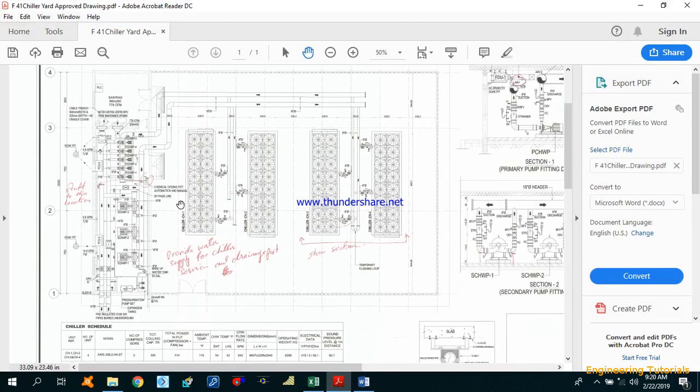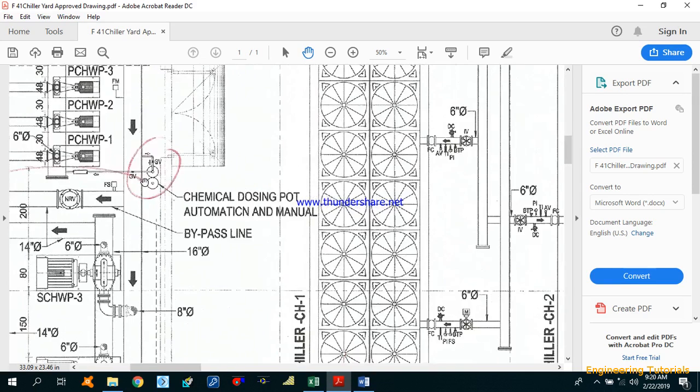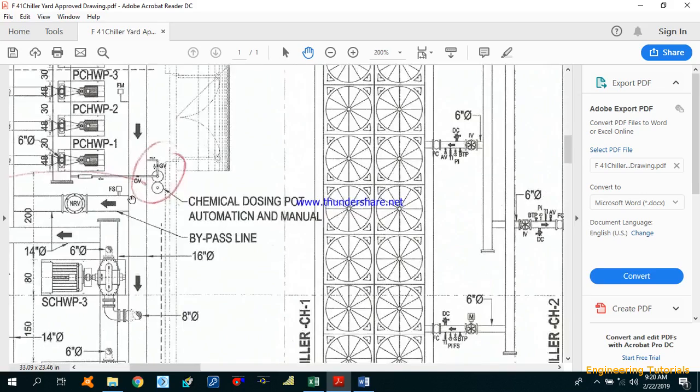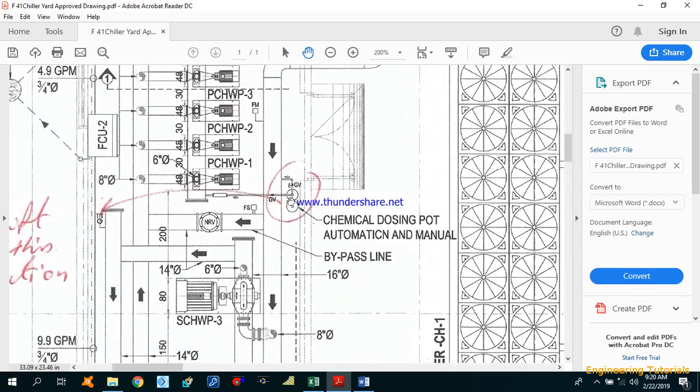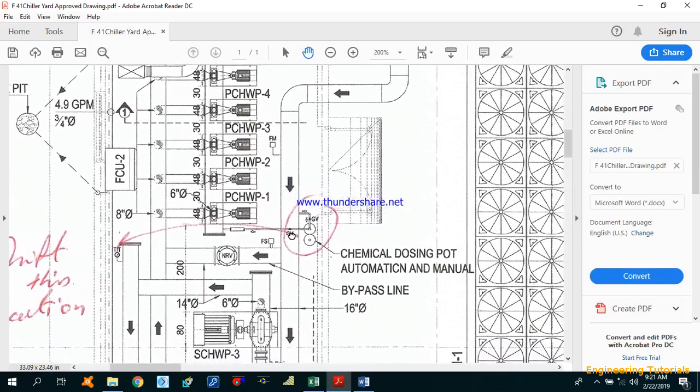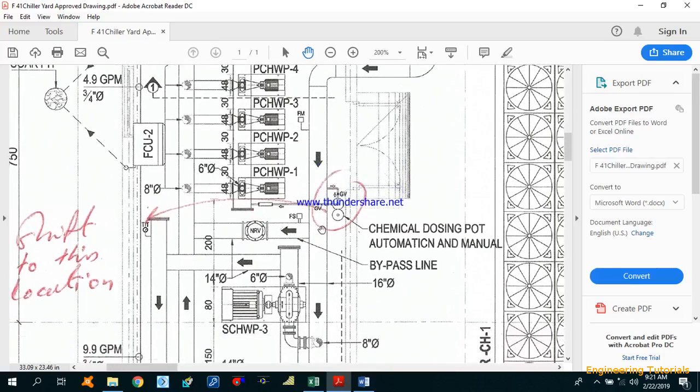I will show you over here in the drawing. There I have one drawing for the chiller yard. There you can see that we have 4 chillers over here, 1 2 3 4, and this is the chemical dosing pot installed over here. Let me zoom in. So as you can see that this is the chemical dosing pot. We are using automatic and manual chemical dosing pot over here. So basically these dosing pots with the dosing pumps are used to supply the predetermined quantity of the chemicals at regular intervals.